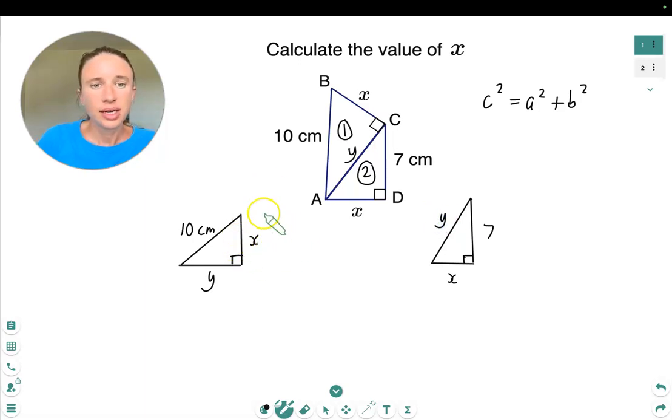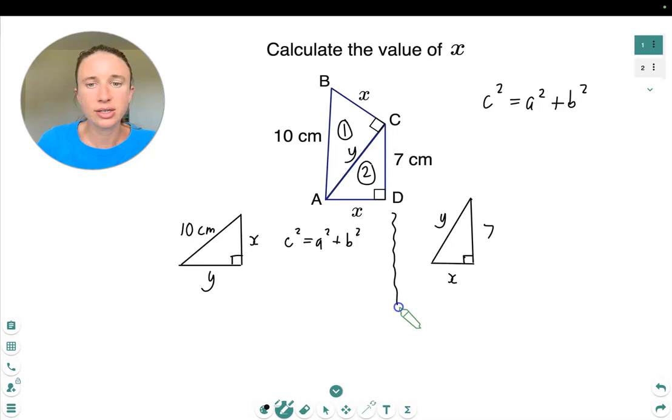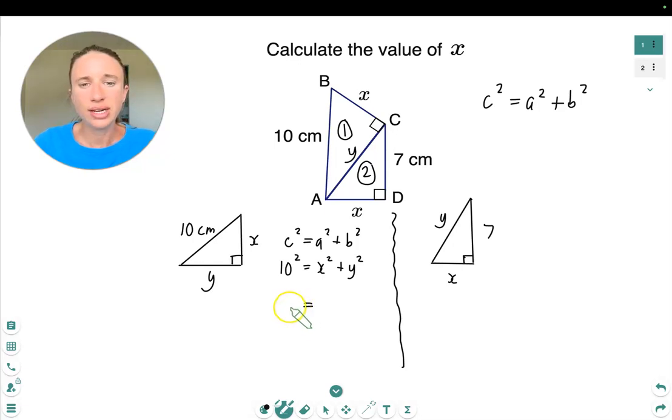Now, let's form an equation. We've got c squared equals a squared plus b squared for this first triangle. C squared, hypotenuse squared, is the sum of the shorter side lengths squared. Just substituting in, we are going to rearrange for y. Our goal is to find x, but we're going to rearrange for y in terms of x. It will make sense soon. So 10 squared, let's simplify it, is 100, is x squared plus y squared.